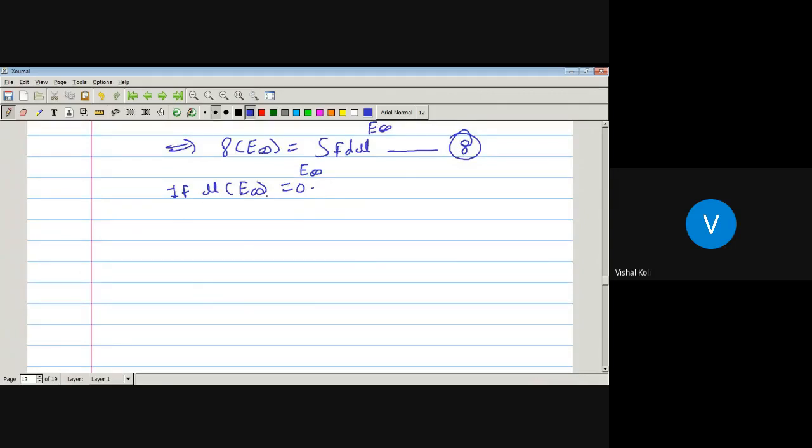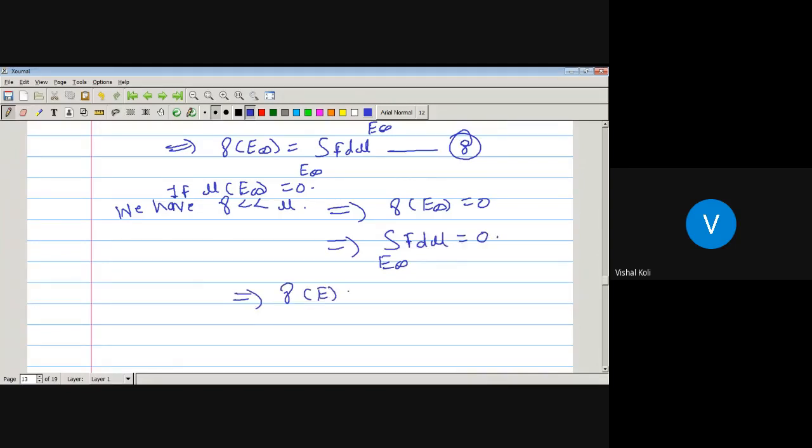If we take measure of E infinity to be equal to 0, and we have gamma absolutely continuous with respect to mu, then measure of E infinity being equal to 0 implies gamma of E infinity is also equal to 0. But gamma of E infinity is nothing but the integration over set E infinity of f d mu, which is equal to 0.